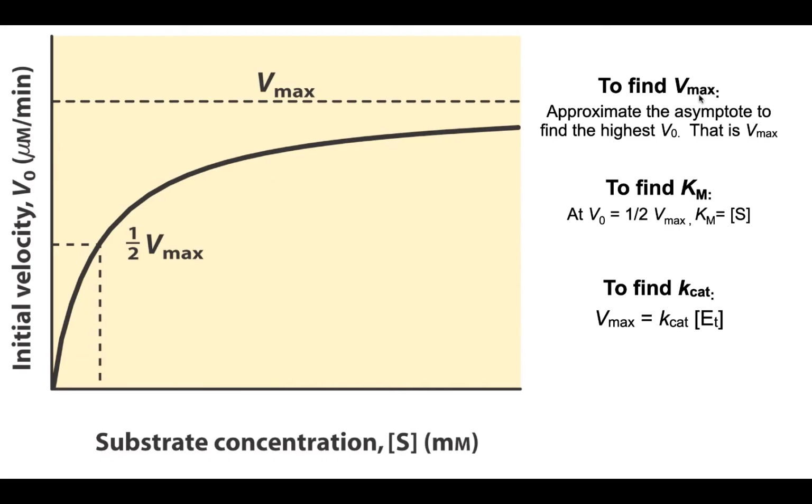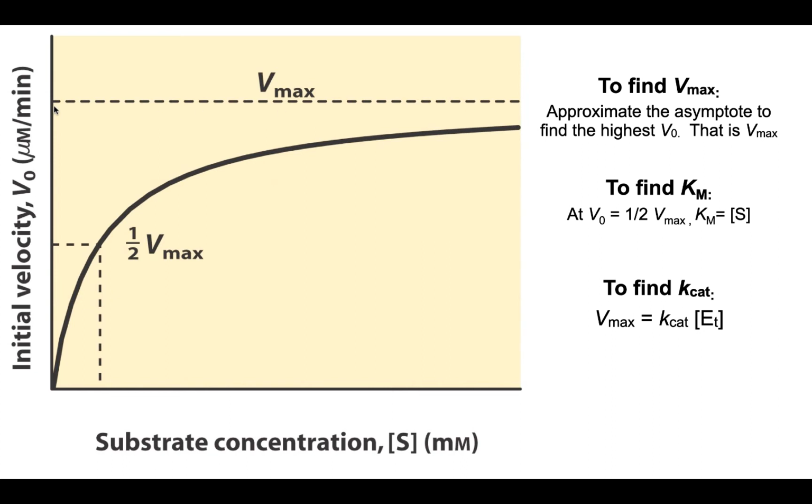The Vmax, remember, is going to be the highest initial velocity that you see. Basically, that's going to be the asymptote to this hyperbola. So right here, the highest initial velocity, where our hyperbola starts to sort of flatten out, that is the Vmax.